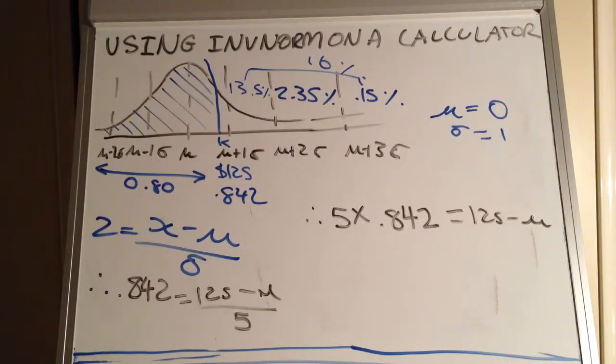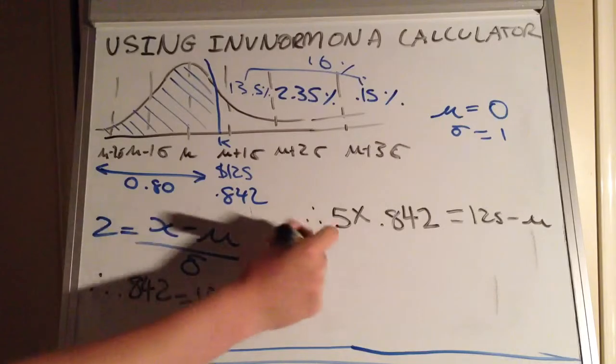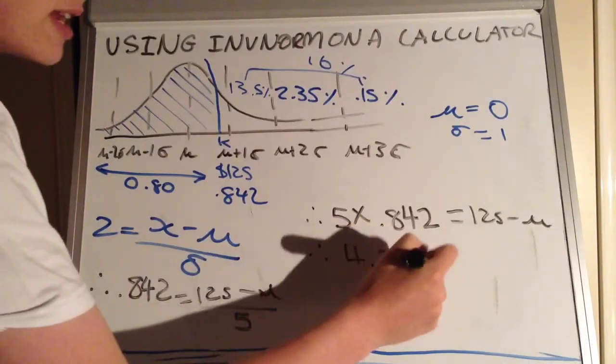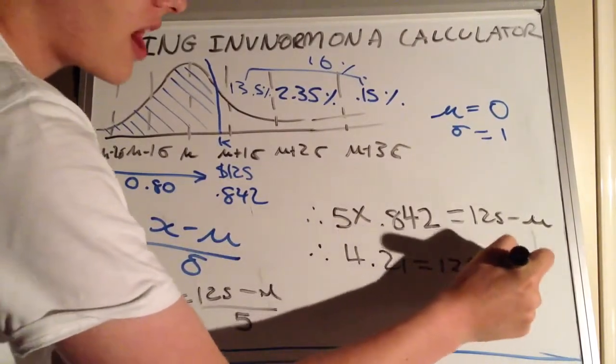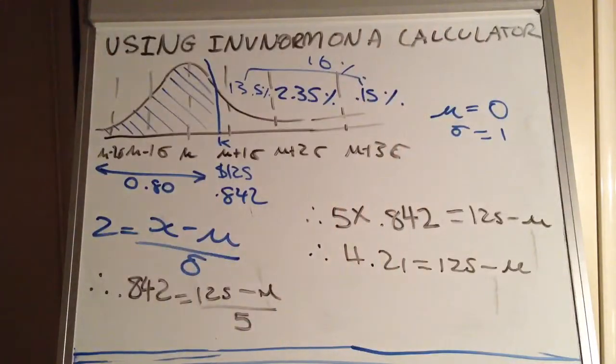So we go 5 times by 0.842, and that gives us 4.21. Therefore, 4.21 equals 125 take mu. Now we can solve for mu by just rearranging those constants. As you can see there, mu is the only unknown value, and that's the great thing about this. It's really easy to solve.